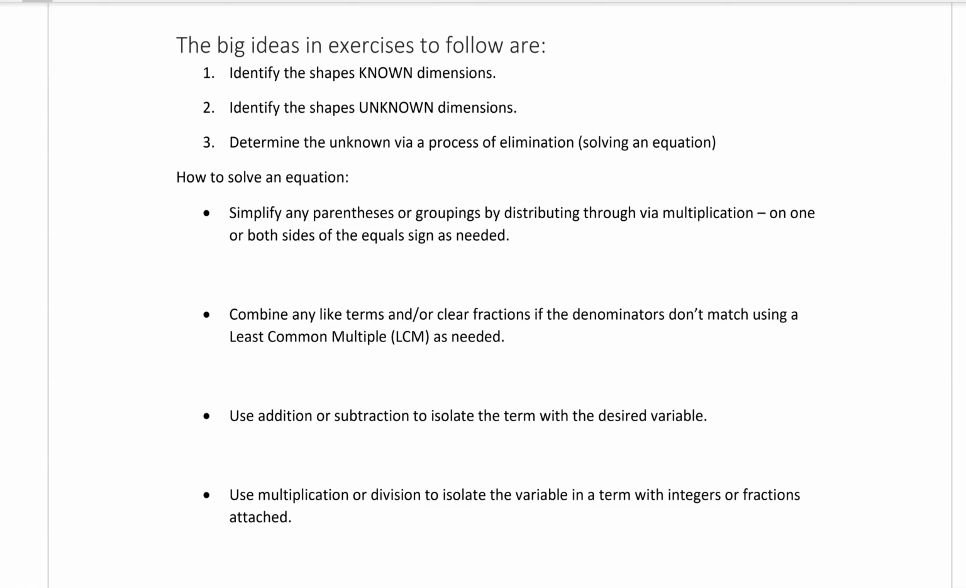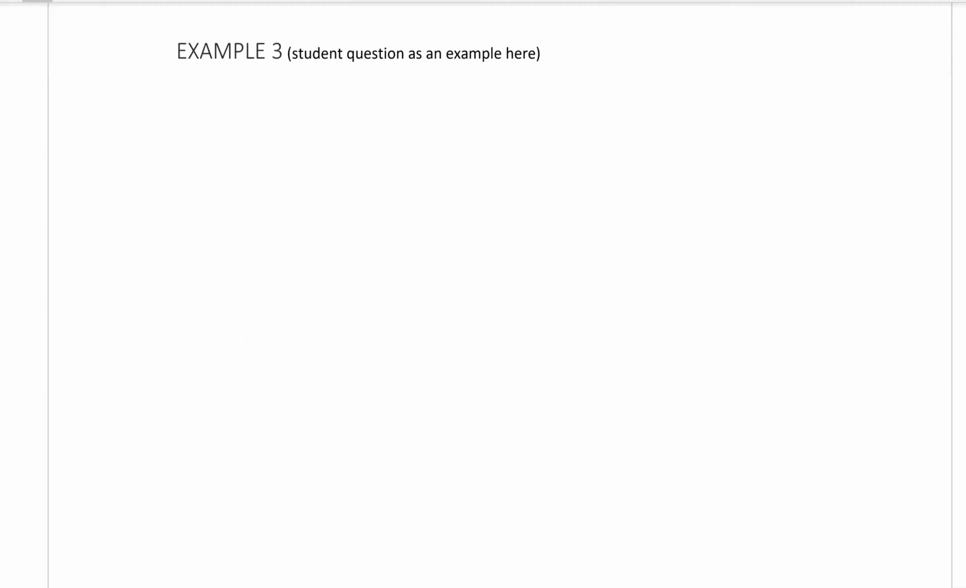Then we want to combine any like terms and or clear fractions if the denominators don't match using a least common multiple as needed. Then we want to use addition or subtraction to isolate the term with the desired variable. And lastly, we want to use multiplication or division to isolate the variable in a term with integers or fractions attached. Let's go ahead and utilize those steps in order to solve an equation. Now, I would like you to come up with your own example in this section. I'm just going to make up an equation off the top of my head.